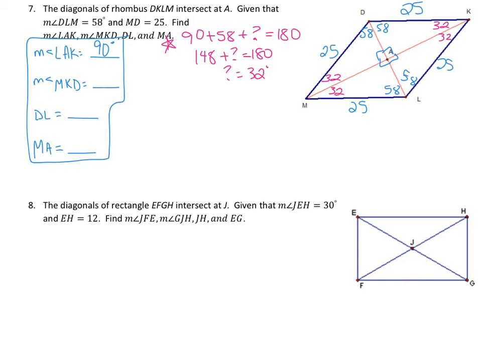So in our last answer over here, MKD is the angle created M to K to D, so that's this one right here, is 32 degrees.